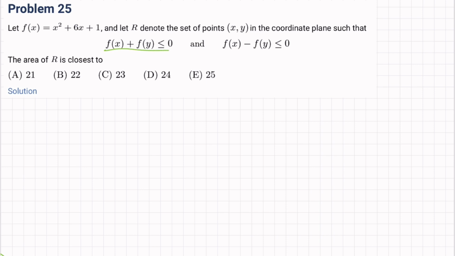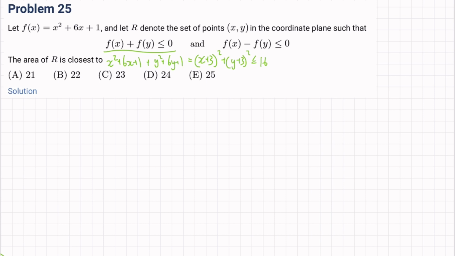If f(x) plus f(y) is less than or equal to 0, and f(x) is x squared plus 6x plus 1, then let's just put that in there, x squared plus 6x plus 1, and then f(y) is just substituting x with y, right? So it's y squared plus 6y plus 1. But then this is going to be equal to a circle, right? Because this is just (x plus 3) squared plus (y plus 3) squared, less than or equal to 18 minus 2, which is 16, right? So this is going to be 16.